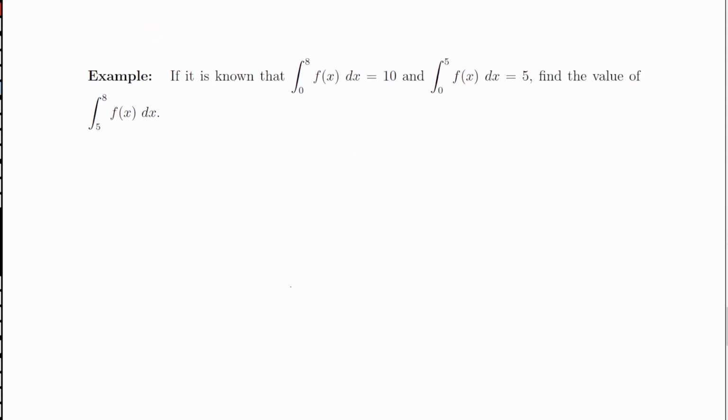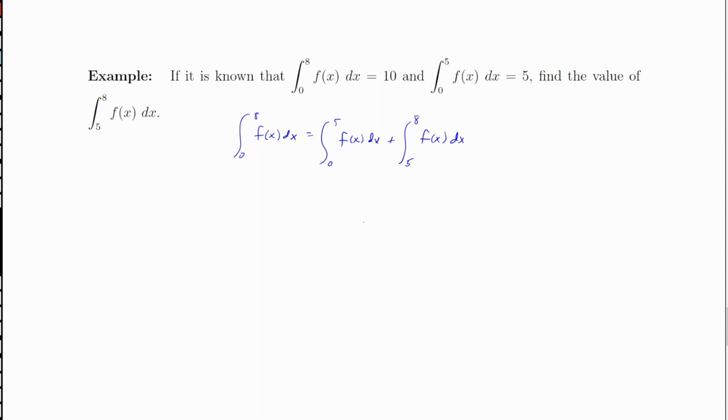Let's suppose I don't know the function, but I do know some values of the integral. So let's say that we know the integral from 0 to 8 of f of x dx is 10, and the integral from 0 to 5 of f of x dx is 5. Find the integral from 5 to 8. Okay, so what I can do is I can say the integral from 0 to 8 of f of x dx is equal to the integral from 0 to 5 of f of x dx plus the integral from 5 to 8 of f of x dx. That's that property 5 that we just looked at, right? If I have a whole region, I can split it somewhere in between.